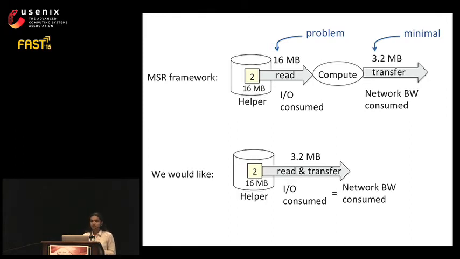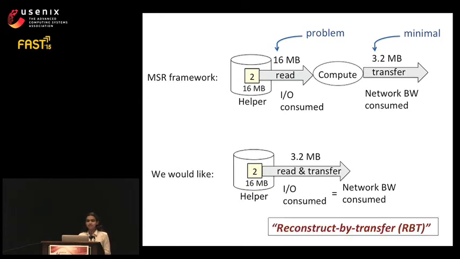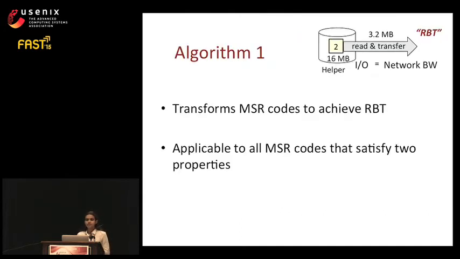We would like it if the helper reads only the amount of data that it transfers. That is, the amount of IO consumed equals the amount of bandwidth consumed. When a helper helps in this fashion, we will call it doing reconstruct by transfer. That is, it doesn't do any computation, just reads and transfers. Algorithm 1 transforms MSR codes to achieve reconstruct by transfer at the helpers to the maximum extent possible.